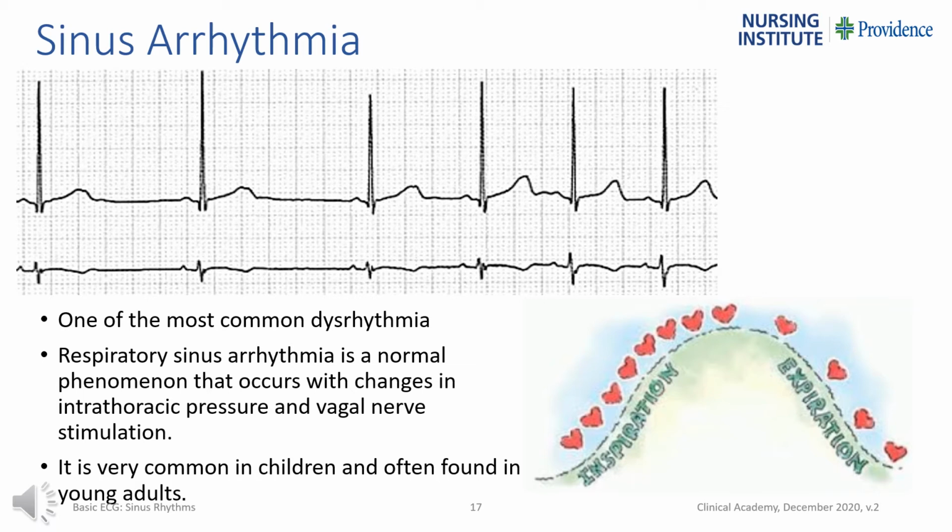Sinus arrhythmia is one of the most common dysrhythmias that you'll encounter. Respiratory sinus arrhythmia is a normal phenomenon that occurs with changes in intrathoracic pressure and vagal nerve stimulation. It's very, very common in children and often found in young adults as well.